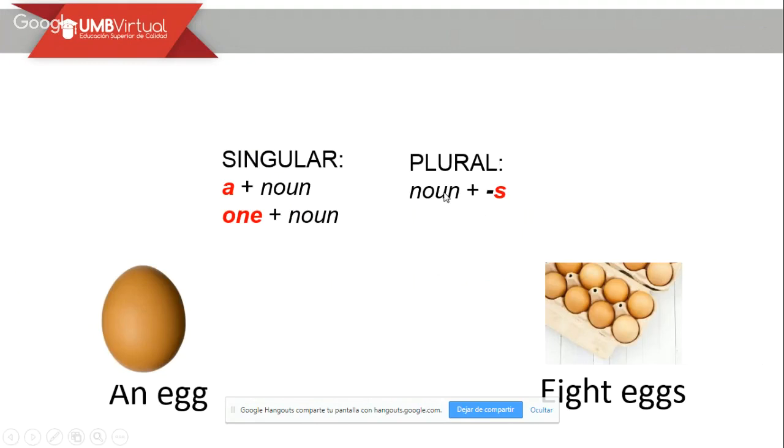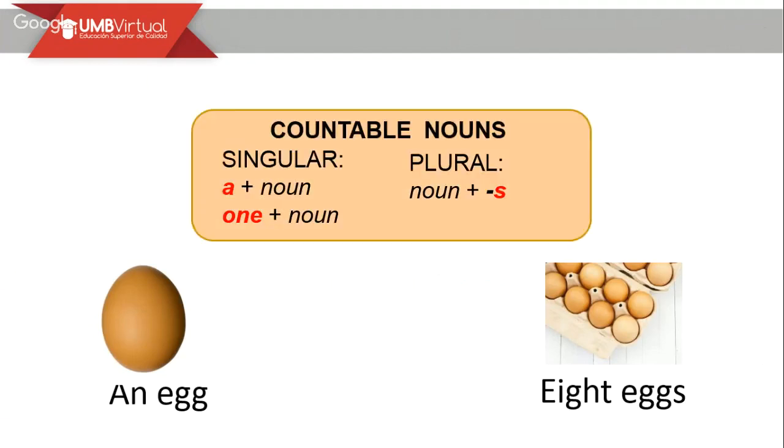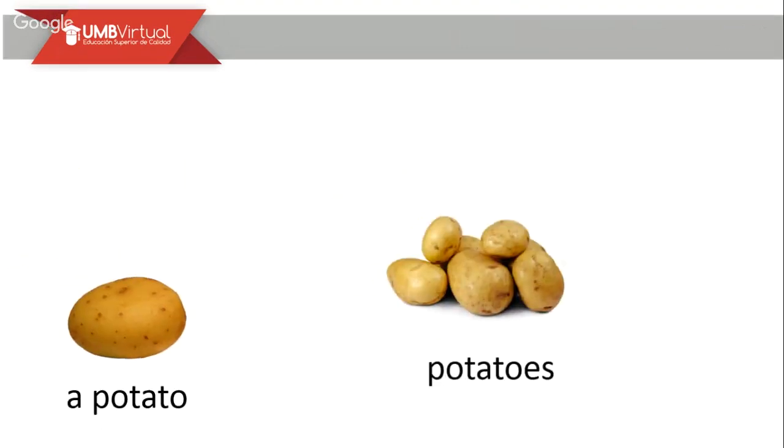In the plural way, we have the noun plus S. Okay, why plus S? Because we are making the subject plural. How many eggs do we have right here? There is, okay, eight. We have eight? Yes, we have it. Or maybe we can say we have 10 eggs, pero recordemos el uso de la S al final. Okay?